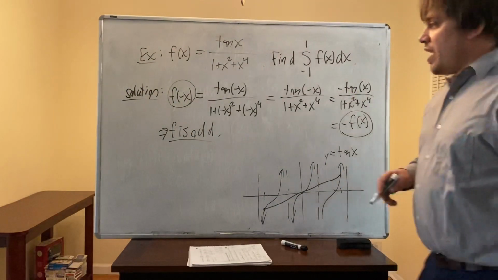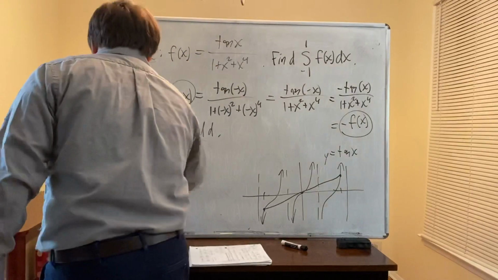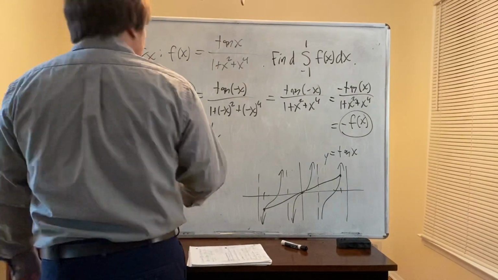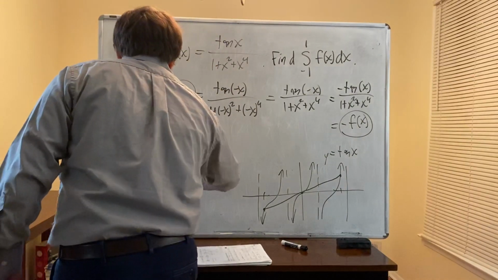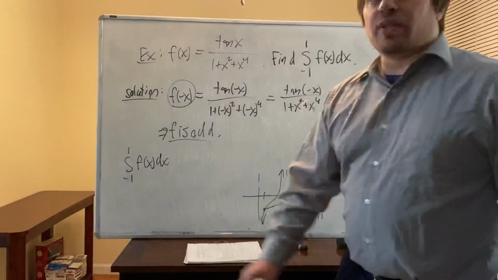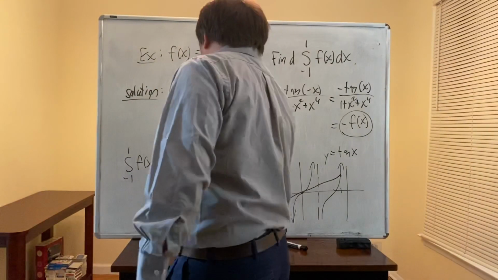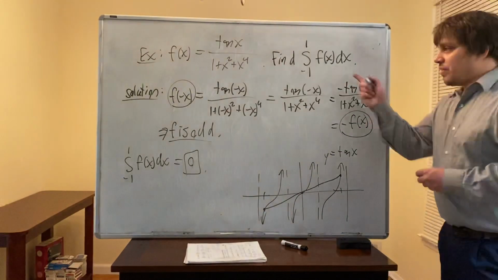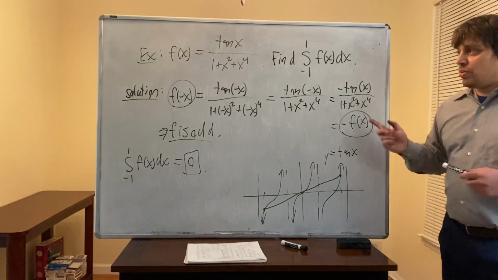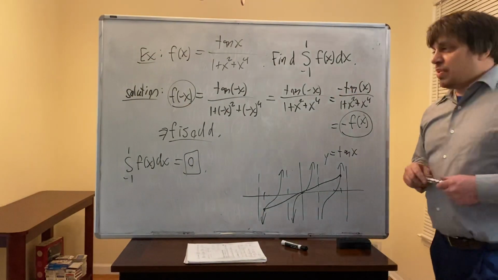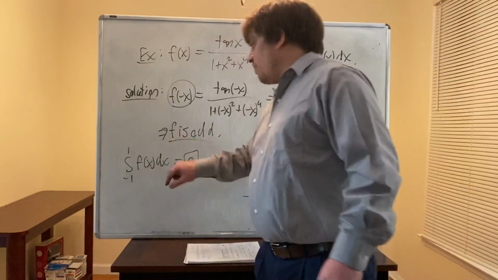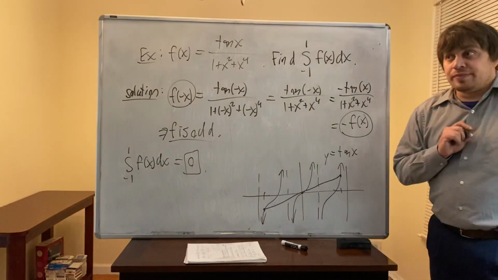Since f is an odd function, the integral from negative 1 to 1 of f of x dx, when we're integrating from negative 1 to 1 with an odd function, we know from earlier that that's equal to 0. So the answer is that the definite integral equals 0, because I proved that f is an odd function, which means the integral from negative 1 to 1 of that particular odd function is 0.